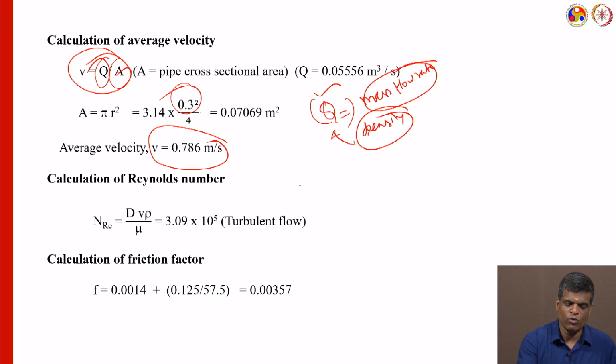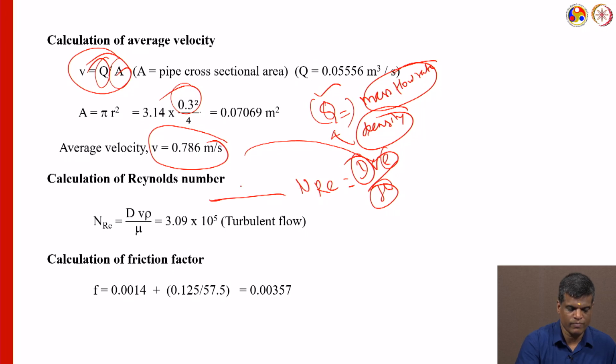So now we have to go for N_Re, because we don't know whether it's laminar flow or turbulent flow. So we have to use d V rho by mu. Diameter we know, velocity we know, density we also know, as the problem already gave it, then viscosity. You calculate the Reynolds number. So once the Reynolds number is done, N_Re equal to d V rho by mu, it is turbulent flow.